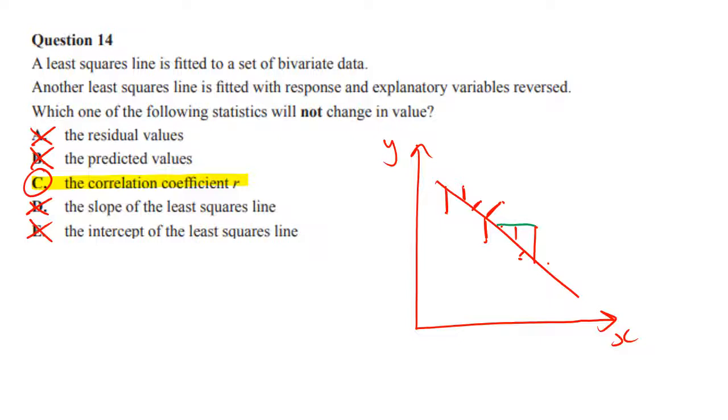Just remember, residuals are the vertical distances, and the coefficient R is actually a diagonal distance, so that's why the diagonal distance won't change.